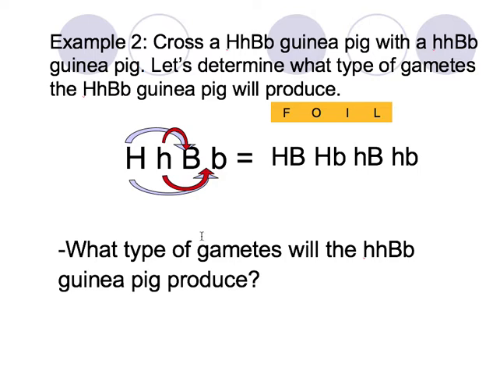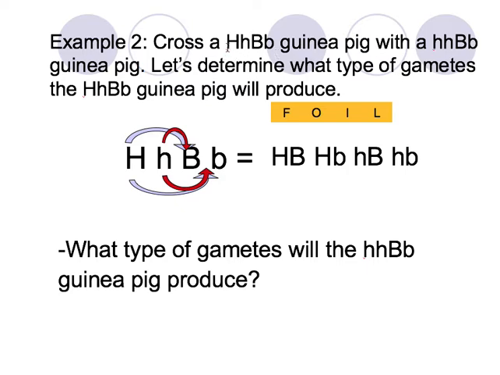Let's take a look. So we're going to do the foiling method where we go first. And so our first is a big H with a big B. And then we're going to do outsides where you take a big H and then we go with a little b. So that gives us this one. Then we're going to do insides, which is the little h and the big B right here. And then last, we do the little h and the little b. So we've got our 4 different gametes that the big H, big B, little b guinea pig can produce.